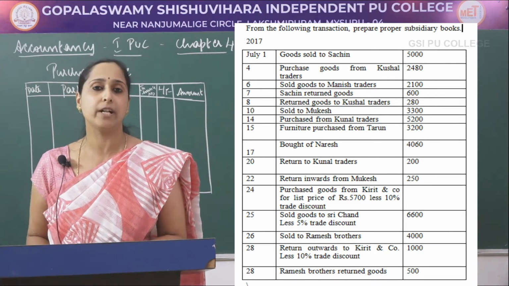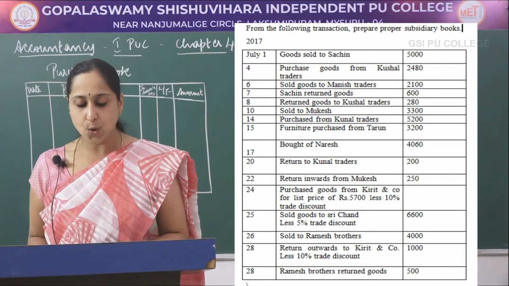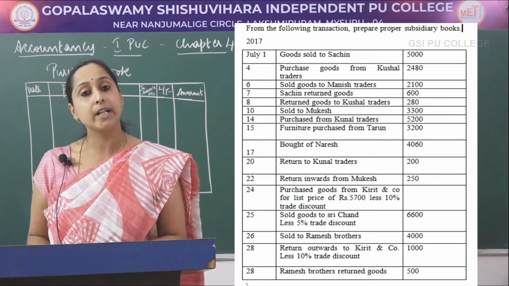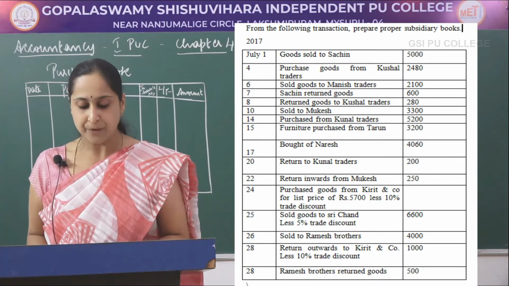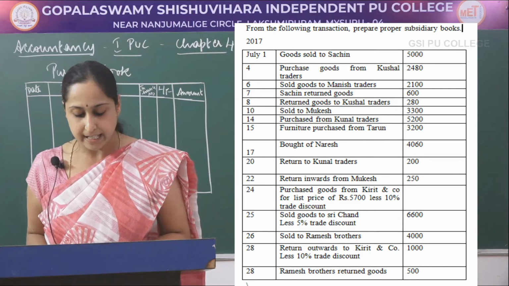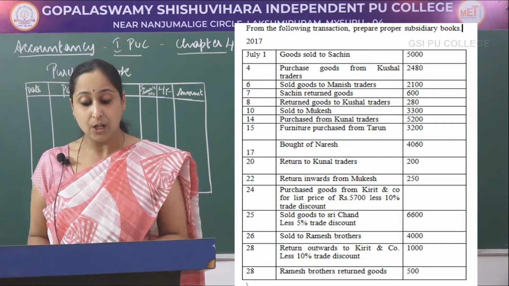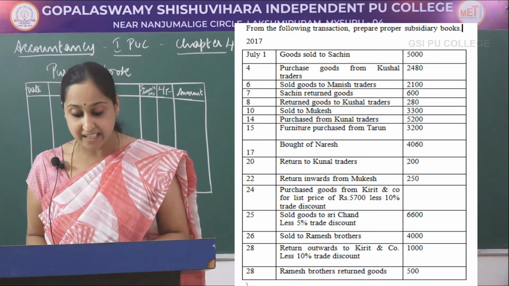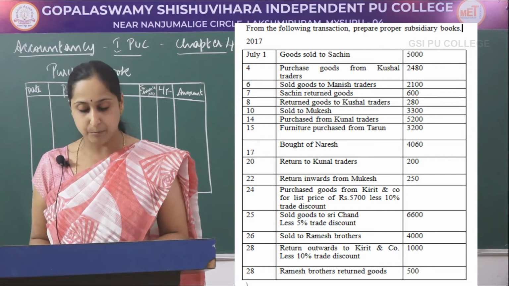This you have to record it in purchases book. On July 6th, sold goods to Manish Traders 2,100. You record it in sales book because you are selling goods to Manish Traders. On July 7th, Sachin returned goods because on July 1st you have sold goods to Sachin. Now he is returning goods, means this is sales return worth rupees 600. You should record it in sales return book.